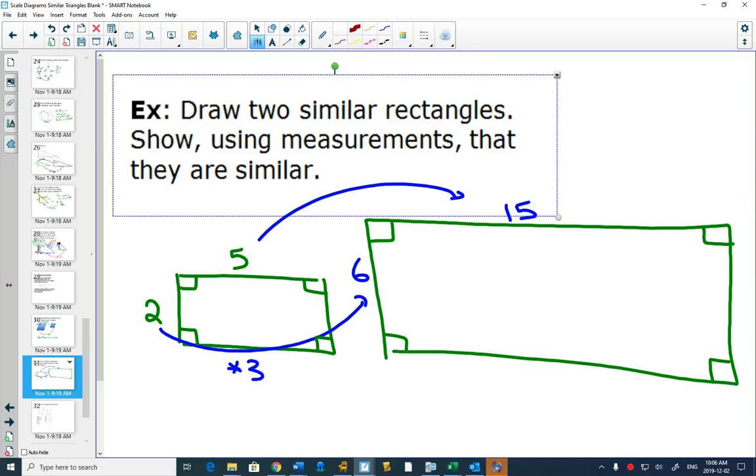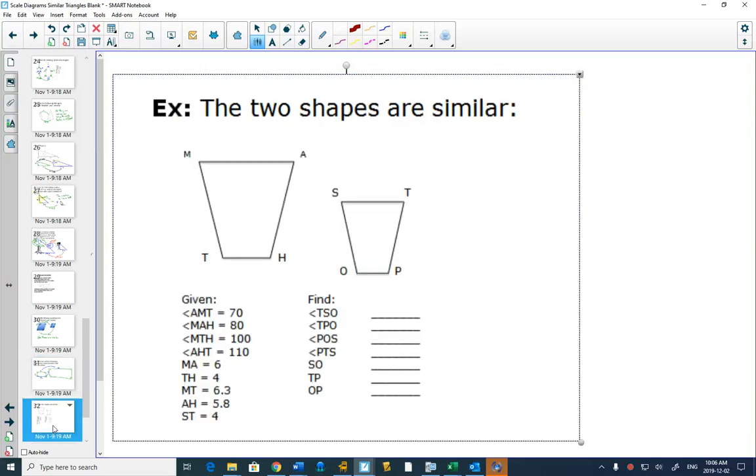Here is our first puzzle question. The two shapes are similar. First of all, they give you stuff. So if you have one color pen, I'm going to do all the given stuff in blue. It says angle AMT equals 70. Where would you label that? So I want you, maybe your given stuff you'll do in pencil. Do it in pencil first. Label those angles, and then I'm going to write them in a second to see if you were able to label them correctly.